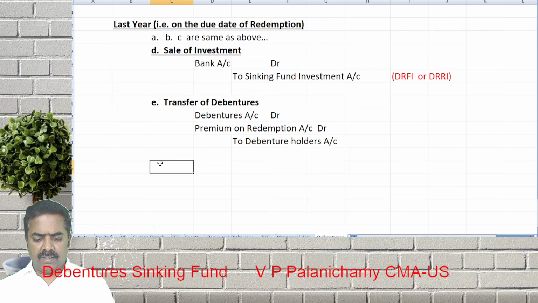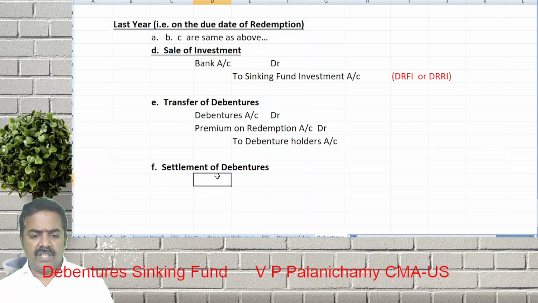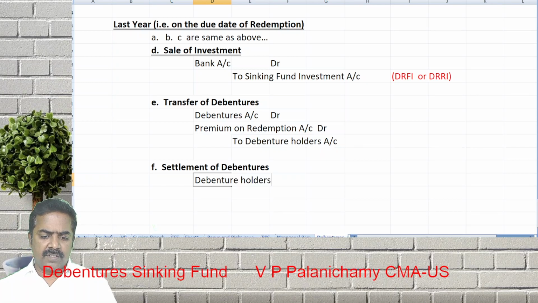Then F, settle the money to them. What is the entry for settlement? Debenture holders account debtor. To which account? Bank account.